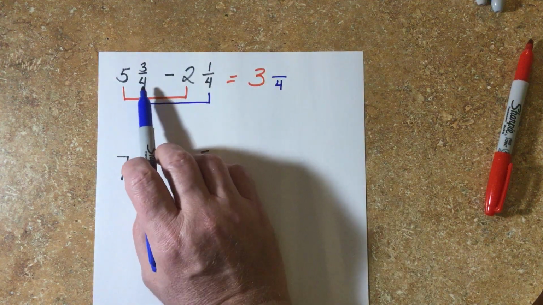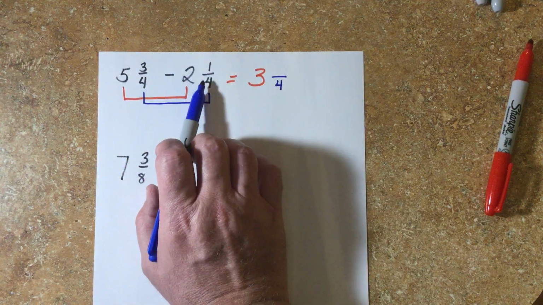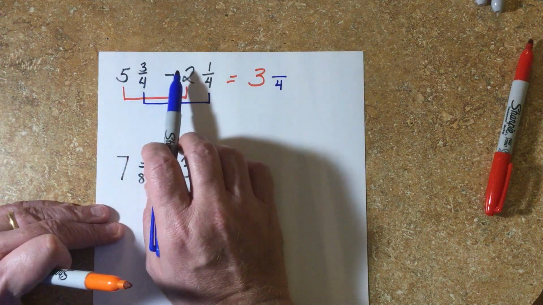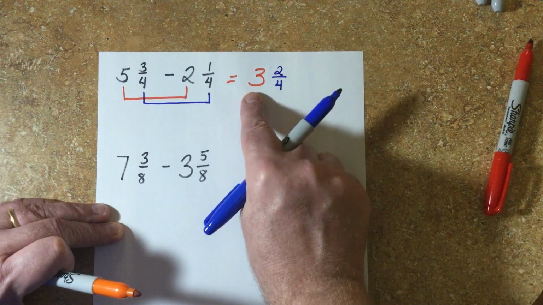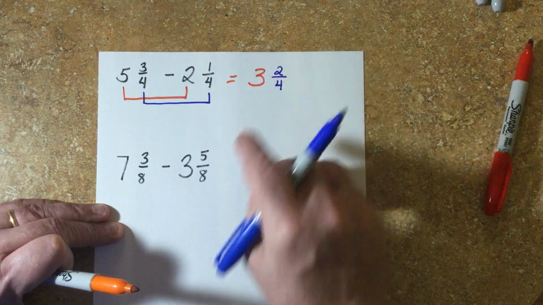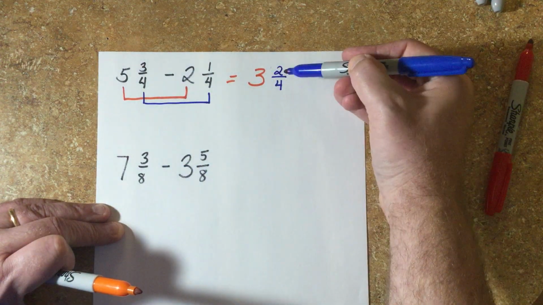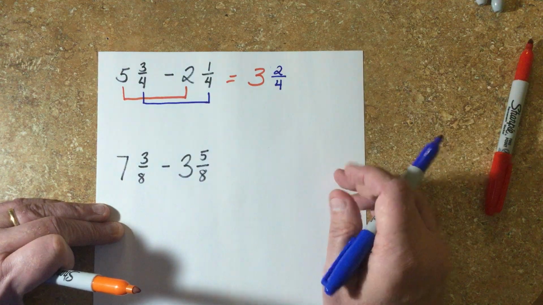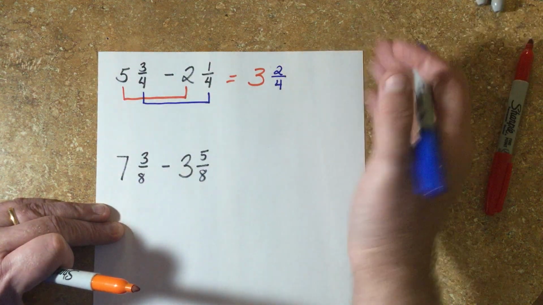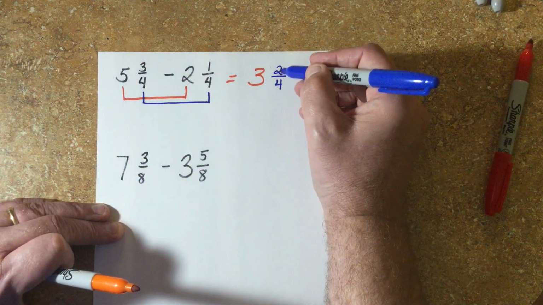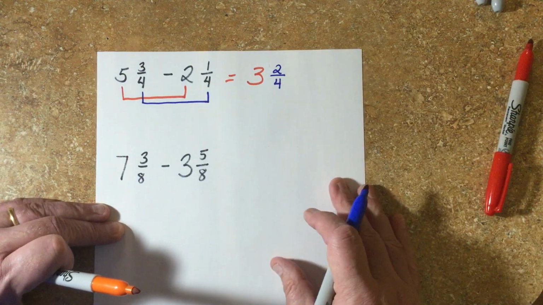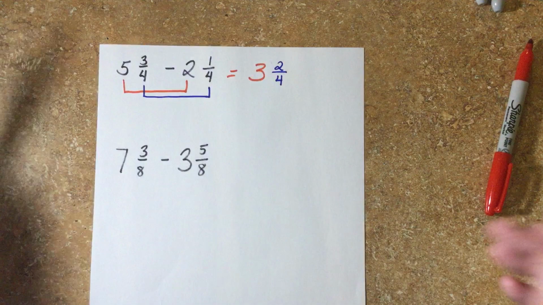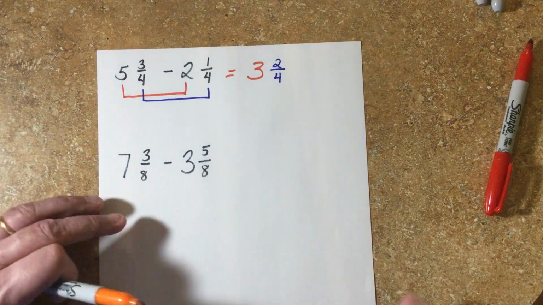But now I have 3/4 minus 1/4. So 3 minus 1 is 2. So my final answer, 2/4. And that's a proper fraction. No need to change it. In North Carolina, our standard says we don't have to simplify this, so you can leave it as 2/4. But some of you already know that you could also say that's 1/2 as well.